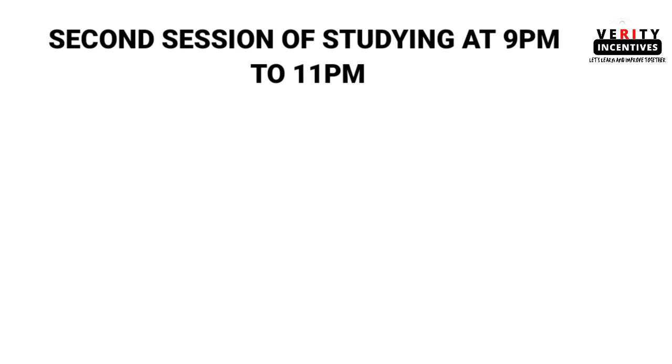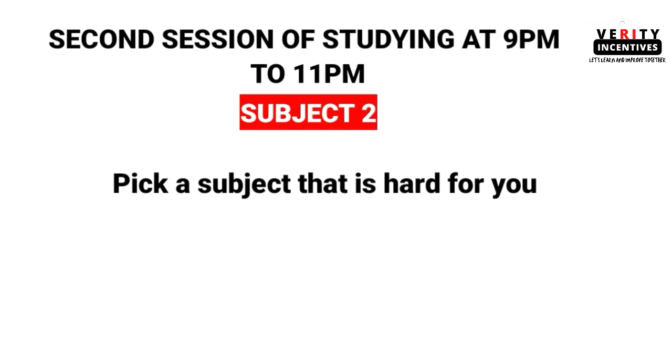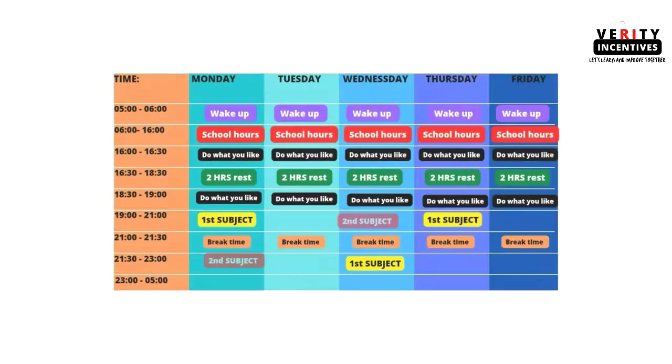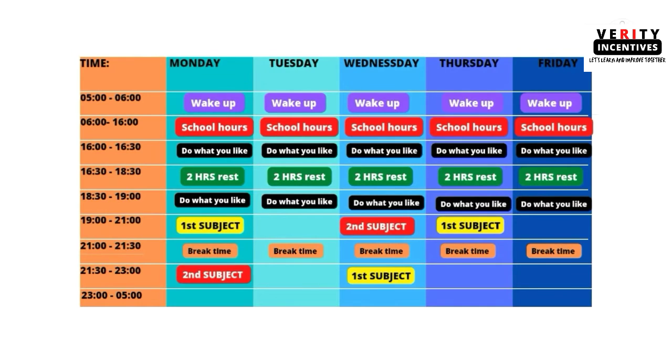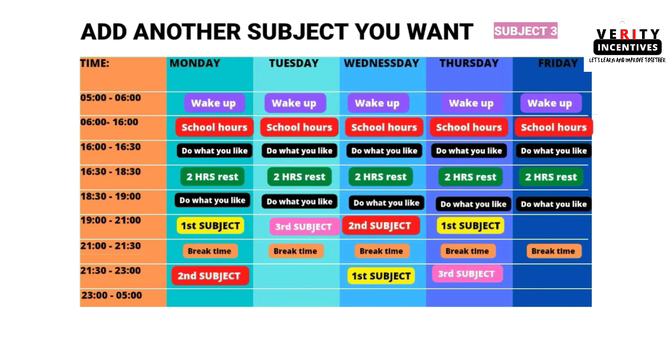So at 9 p.m. you can take another subject, and this time you should pick a subject that is hard for you, and also randomly plot it out in the timetable format, and it's also for 2 hours, but remember if you want to adjust you are free to do so. And you can add another subject of your choice.